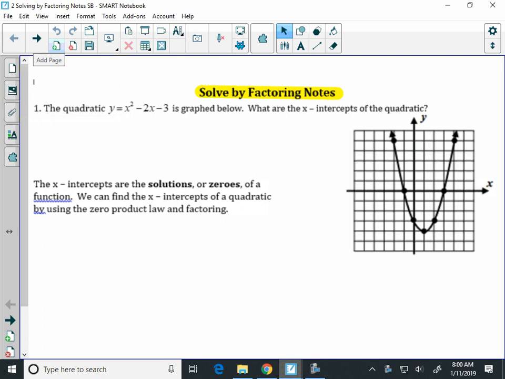Alright, this video is for lesson 1 of the Blended Algebra 2 course, unit 3. This is solve by factoring.